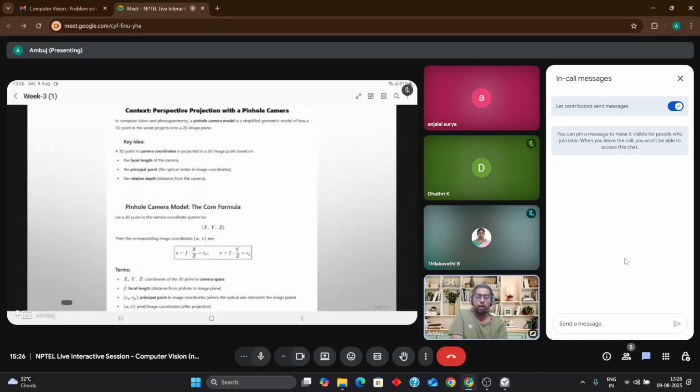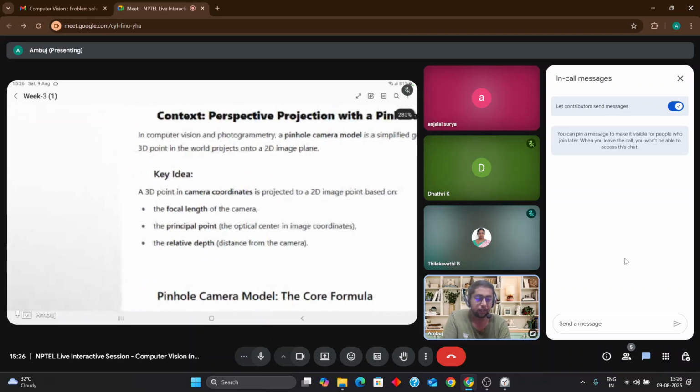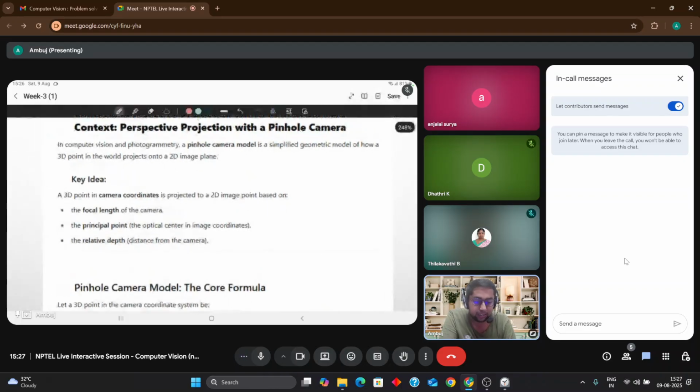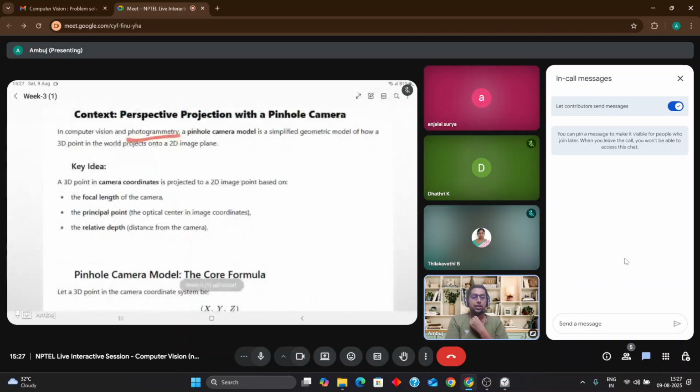How? In computer vision and photogrammetry. Photogrammetry, if I tell you in brief, is a particular concept. The terms are very interesting to note. Another term is photogrammetry. Photogrammetry is nothing but creating a stitched map from 2D images.